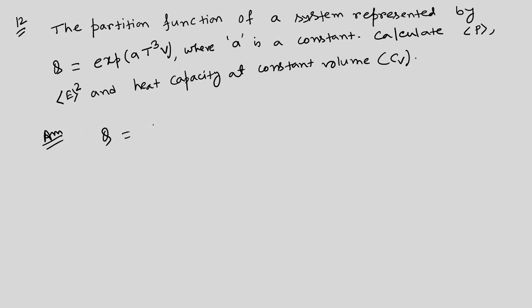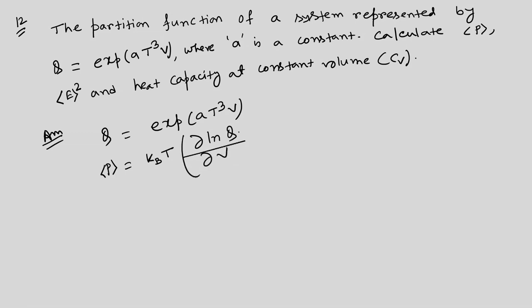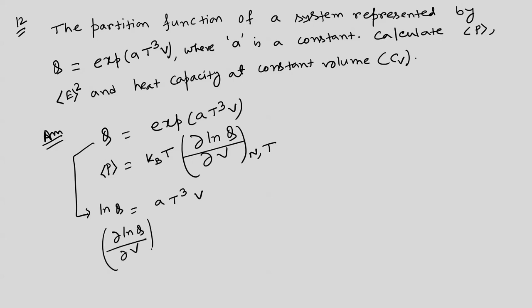So the partition function is given, and we know average pressure is kB T del ln Q by del V at constant number of particles and temperature. So this is the expression for average pressure. We need to take the log first. ln Q gives us A T to the 3 times V, and del ln Q by del V, at constant number of particles and temperature, gives us A T to the 3.